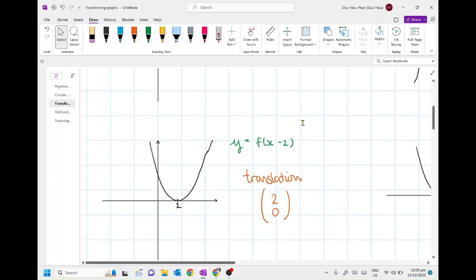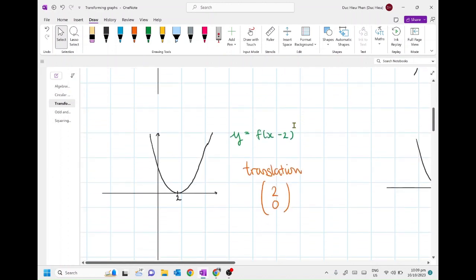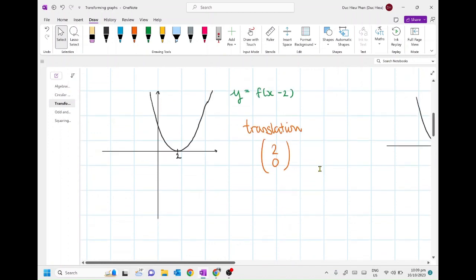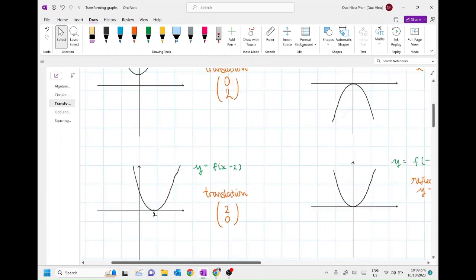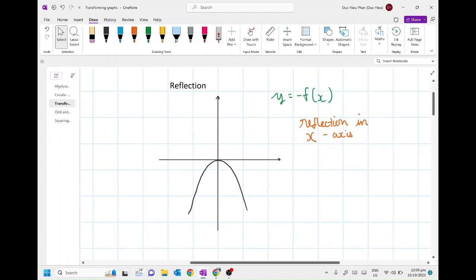And this is quite counterintuitive. If you minus 2 to x, the graph actually moves right. And you have to keep this in mind when you're doing these things. It can get very confusing. All right, moving on to reflection.